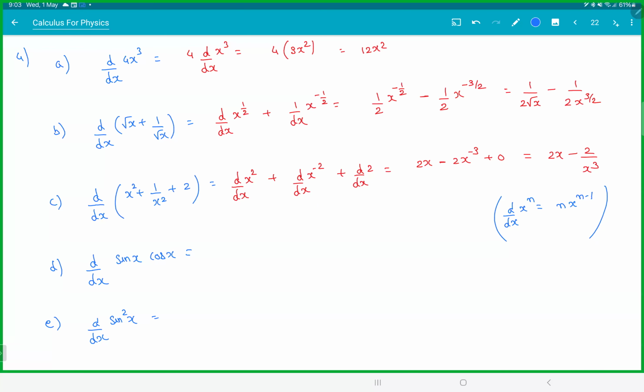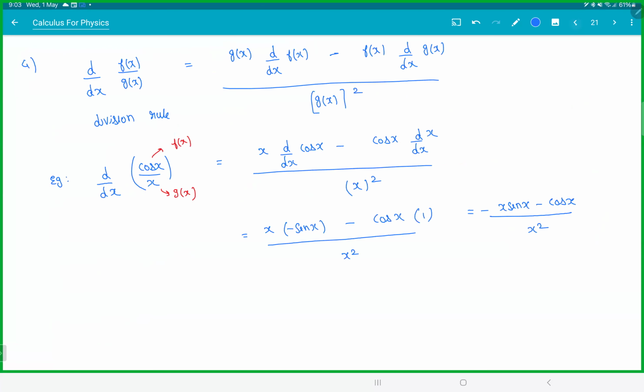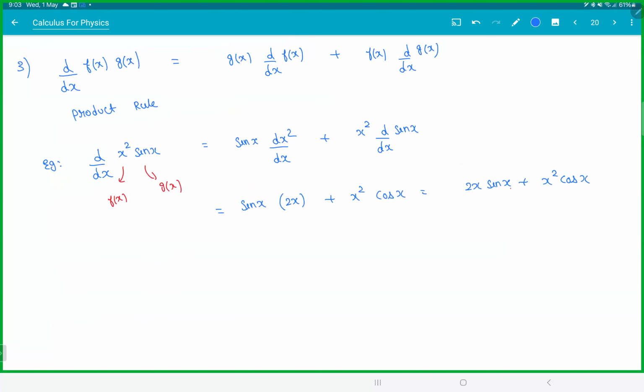Try. I'll give you a minute for d. There's a much faster way to do this, something called the chain rule. I'll teach you that later on. But first, let's do it with the identities. Sin x into cos x. So this is the third rule, f of x into g of x. Hope everyone has written down these formulas. The product rule you have to use.